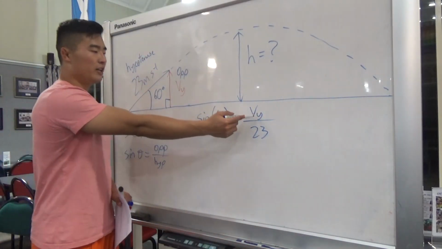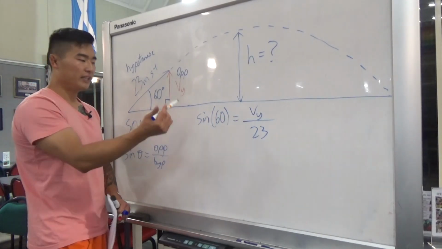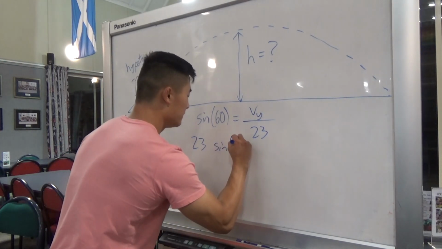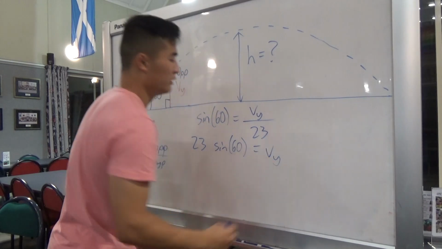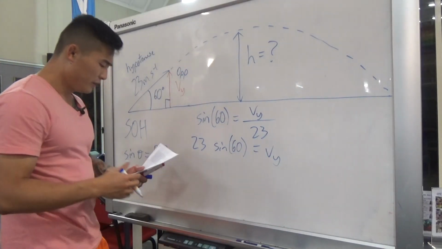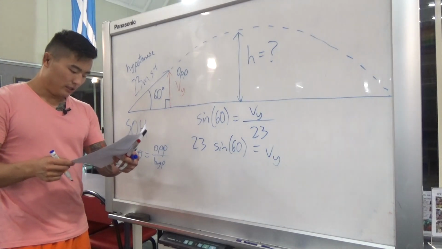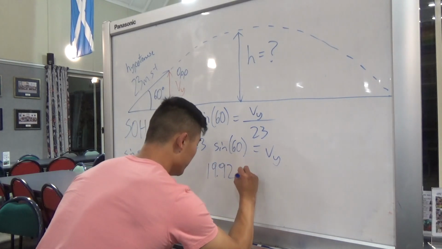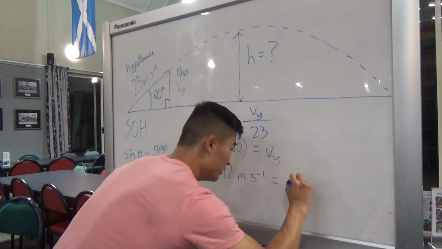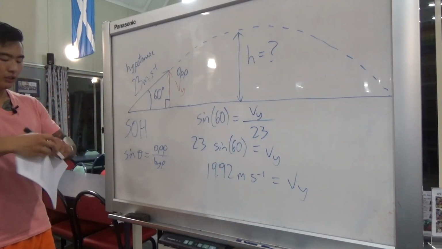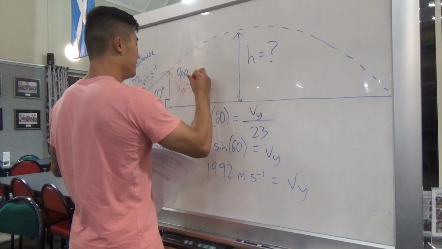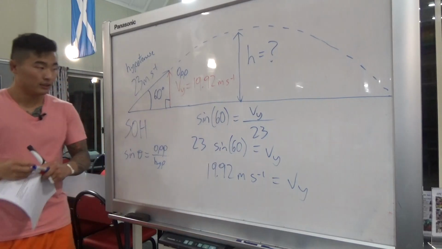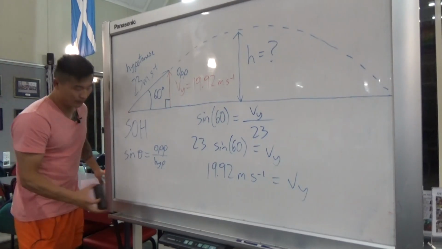So in order to get Vy on its own, you're just going to multiply both sides by 23. So 23 multiplied by sine of 60 is equal to Vy. If you do that in your calculator, you'll get an answer of 19.92 meters per second, which is the vertical component of your velocity. So we know that's 19.92 meters per second. But that's not the end of it there. We're about halfway there.